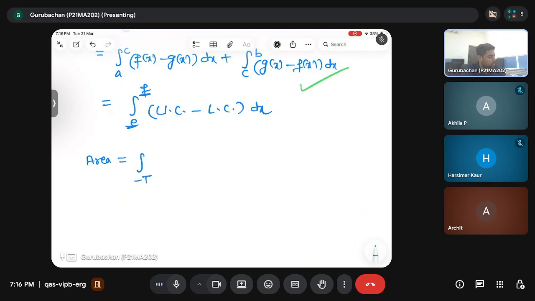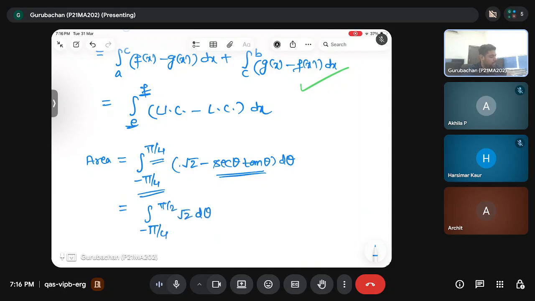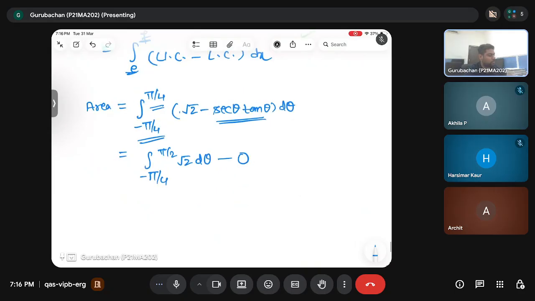Minus pi by 4 to pi by 4, the upper curve is under root 2 minus secant theta tan theta d theta. So simply you will get under root 2. Tell me, secant theta tan theta, observe here, from minus a to a, is it an even function or an odd function? Quickly tell me. Odd function. So obviously you don't need to solve this one. You just need to solve under root 2 d theta. The odd part will be 0.